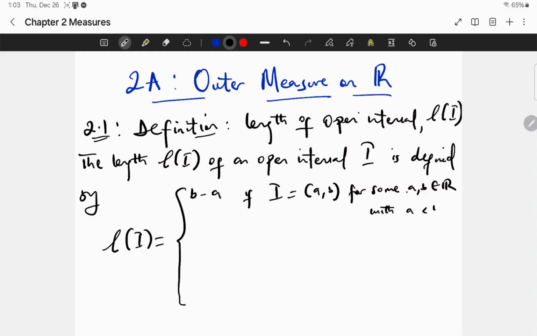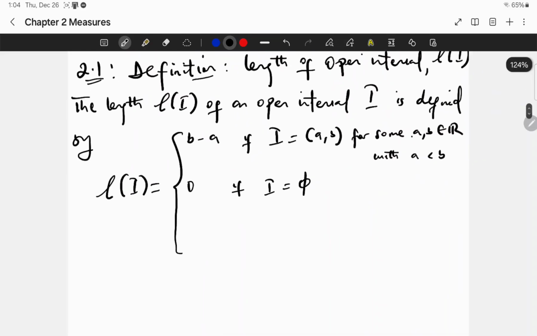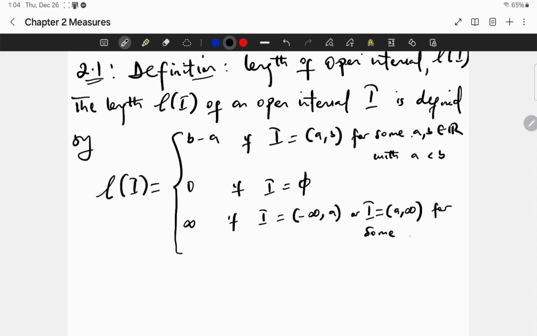and then 0 if I equals the empty set, and then infinity if I equals the open interval (minus infinity, a), or I equals (a, infinity) for some a that belongs to R. And then lastly we have infinity if I equals (minus infinity, infinity).